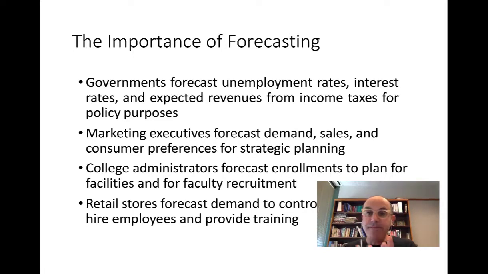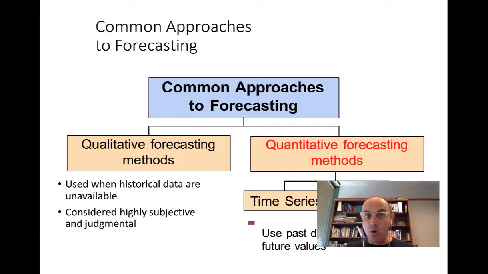First of all, if we did a survey, all types of business and government use time series. College administrations use time series. Marketing, government, retail, and I'm sure even politicians do that in order for them to be more prepared for the next move. There are two types of approaches to forecasting.